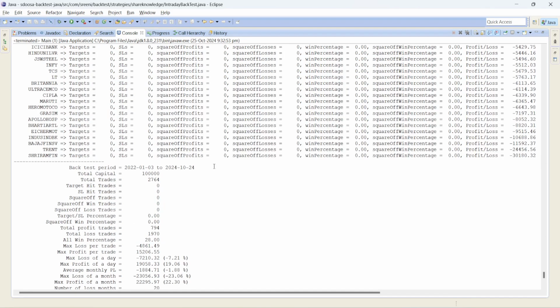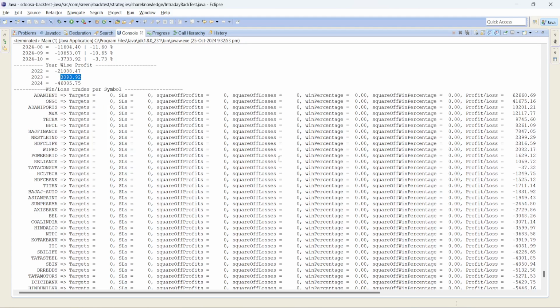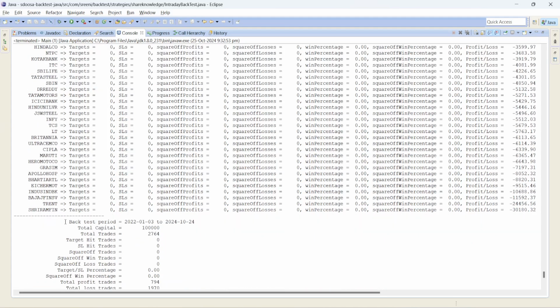Yeah, the backtest of iteration 2 is ready. If we look at 2022, it's a 21% loss. 2023 gave a 3% profit, and 2024 again a 46% loss. Stock-wise, Adani Enterprise, ONGC, Adani Ports are the top gainers. And Shriram Finance, Trent, Bajaj Finserv are the top losers.